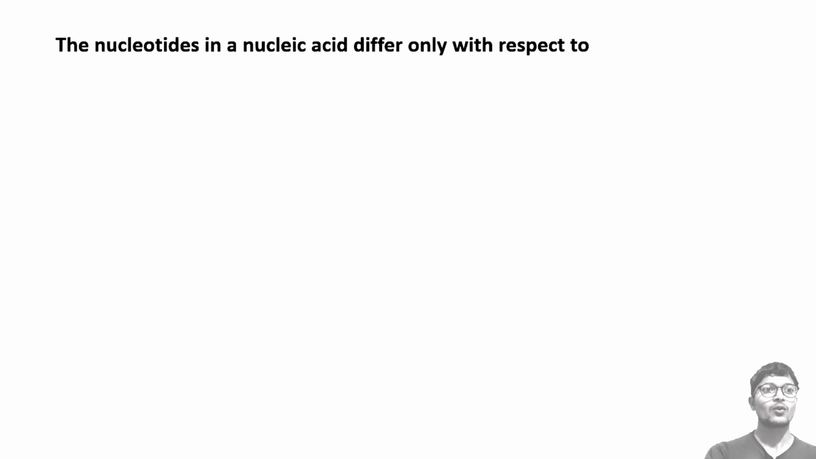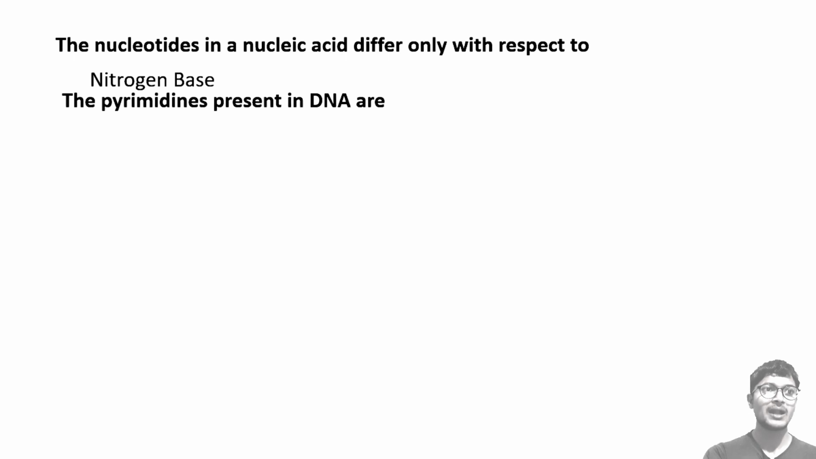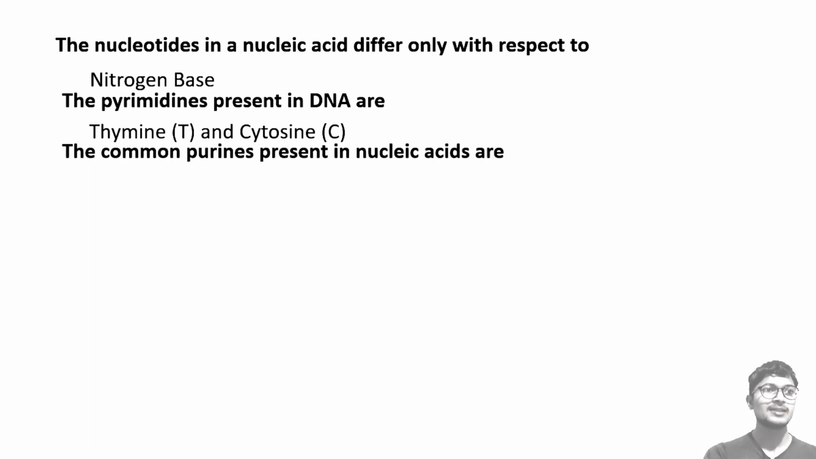So now we are going to next slide, and first question is: the nucleotides in a nucleic acid differ only with respect to? Answer is nitrogenous base. Clear? Next question, the pyrimidines present in DNA are? Answer is thymine and cytosine. Clear? Next question is that the common purines present in nucleic acids are? Answer is adenine and guanine.